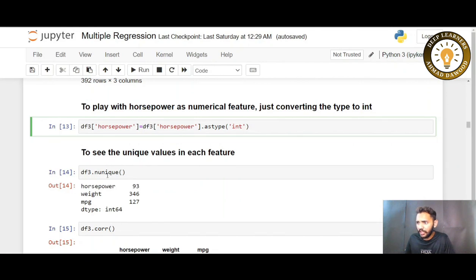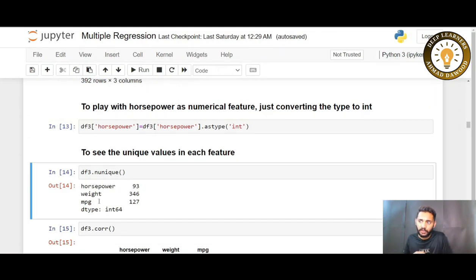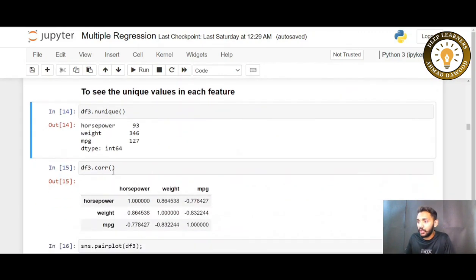Now I have run the nunique command to see how many unique values this small data set has, in which there are just two independent variables, horsepower and weight, and one dependent variable. There are multiple unique values just because it's a continuous column. So first of all, I will run the correlation command, data frame 3 dot corr.